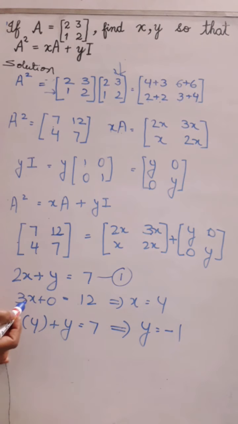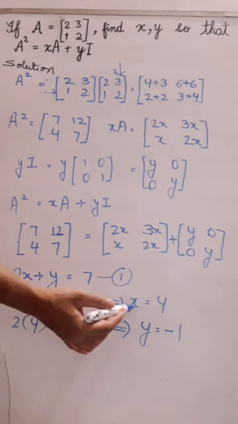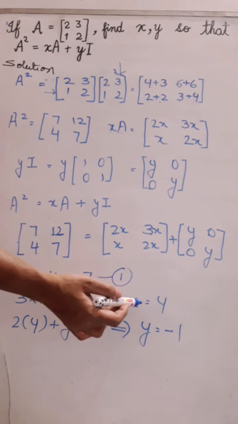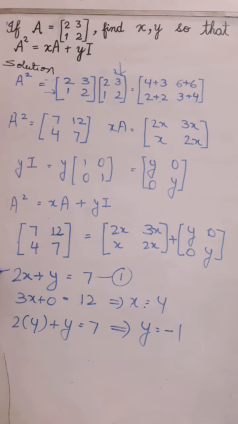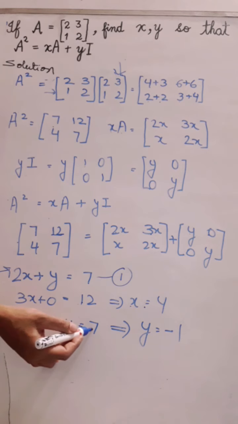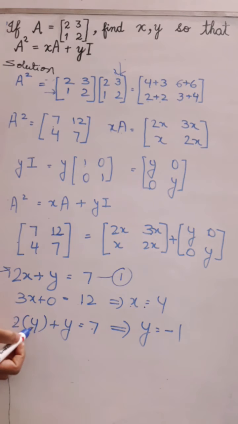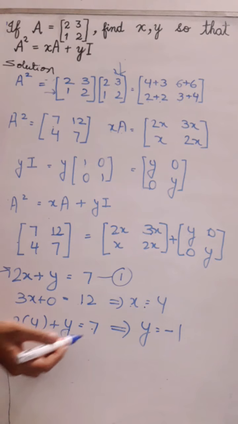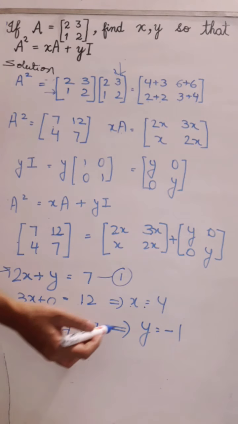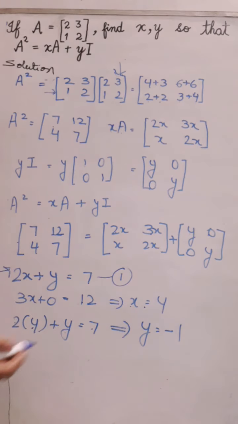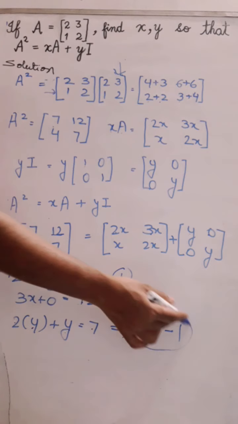So from here I can get 3x is equal to 12, so x is equal to 4. Now if x is 4, I am substituting x equals 4 in this. So 2 times 4 plus y is equal to 7. Now 2 times 4 is 8, so 8 plus y equals 7. Subtracting 8, I will get y equals minus 1. So this is our required answer.